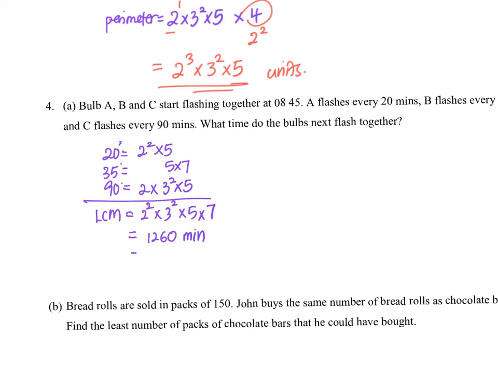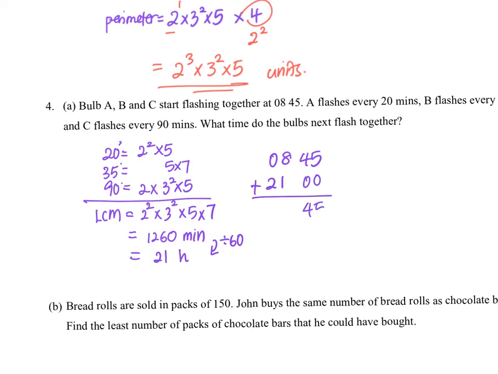Now we want to find the next timing. Started at 8:45. I'm going to change all this into hours and minutes. So divide by 60. That gives me how much? 1260 divided by 60 is 21 hours. So I'm going to add 21 hours to it.